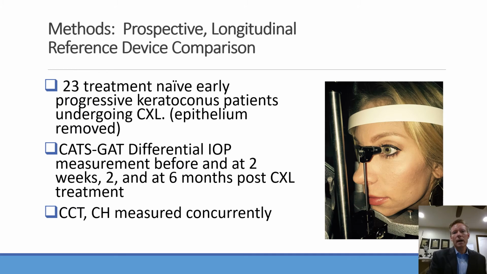This study was designed as a prospective open-label longitudinal reference device comparison. 18 treatment-naive early progressive keratoconic patients were enrolled. Each patient underwent IOP measurement with a standard GAT and CATS prism before corneal crosslinking and at 2 weeks, 2 months, and 6 months post-treatment. Central corneal thickness and corneal hysteresis were concurrently measured.